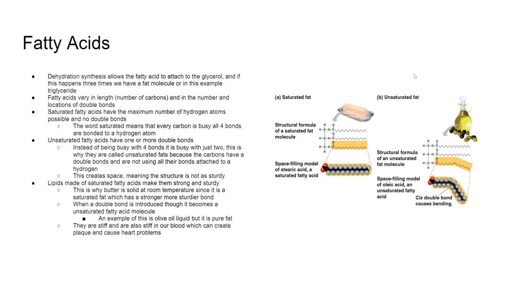Whereas in an unsaturated fat, not all of these carbons have all 4 bonds being used up. So we see this double bond, which causes a bending in the structure, and that's what makes unsaturated fats more liquidy and less sturdy in structure. If we look at olive oil, for example, a big example of unsaturated fats, the reason it's unsaturated is because there's this double bond. It's not all completely bonded, and we have this bend, which makes the structure less sturdy and less solid.